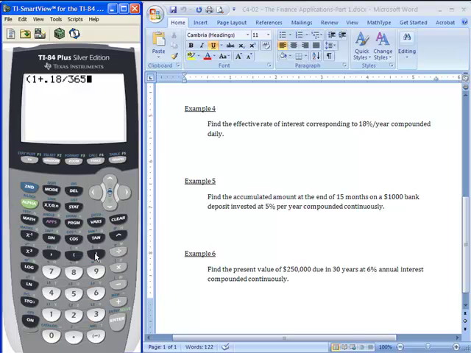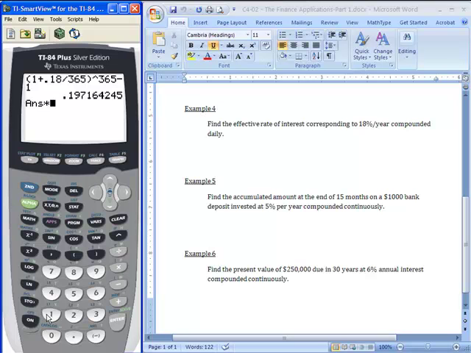Close the parenthesis. We're going to raise that to the power 365, because in the course of exactly 1 year, there will be 365 compounding periods. And then we're going to subtract 1 from the result. All right, and I'm going to press enter. And what we'll get back here is the effective rate of interest in decimal form, 0.197164245. If we want this in percentage form, we need to multiply it by 100.